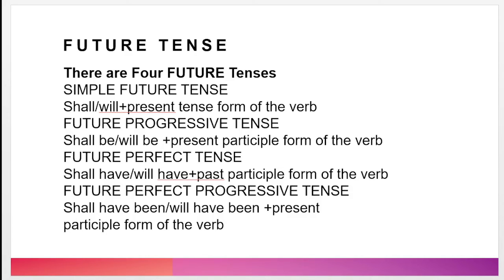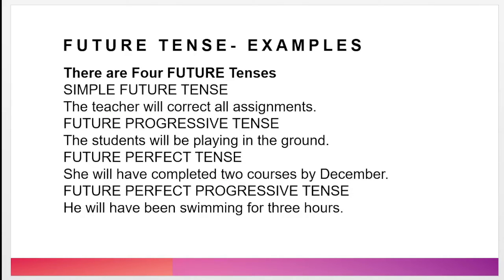In the future perfect tense, we use shall have or will have plus past participle form of the verb. The future perfect progressive tense uses shall have been or will have been plus present participle form of the verb. So always the tense is indicated by the change in the verb form. The verb will change according to the tense that is used. That is the way to determine what is the tense that is used. That is also the way we can apply the correct tense in a sentence. Let's look at some examples for each of these 4 tenses.